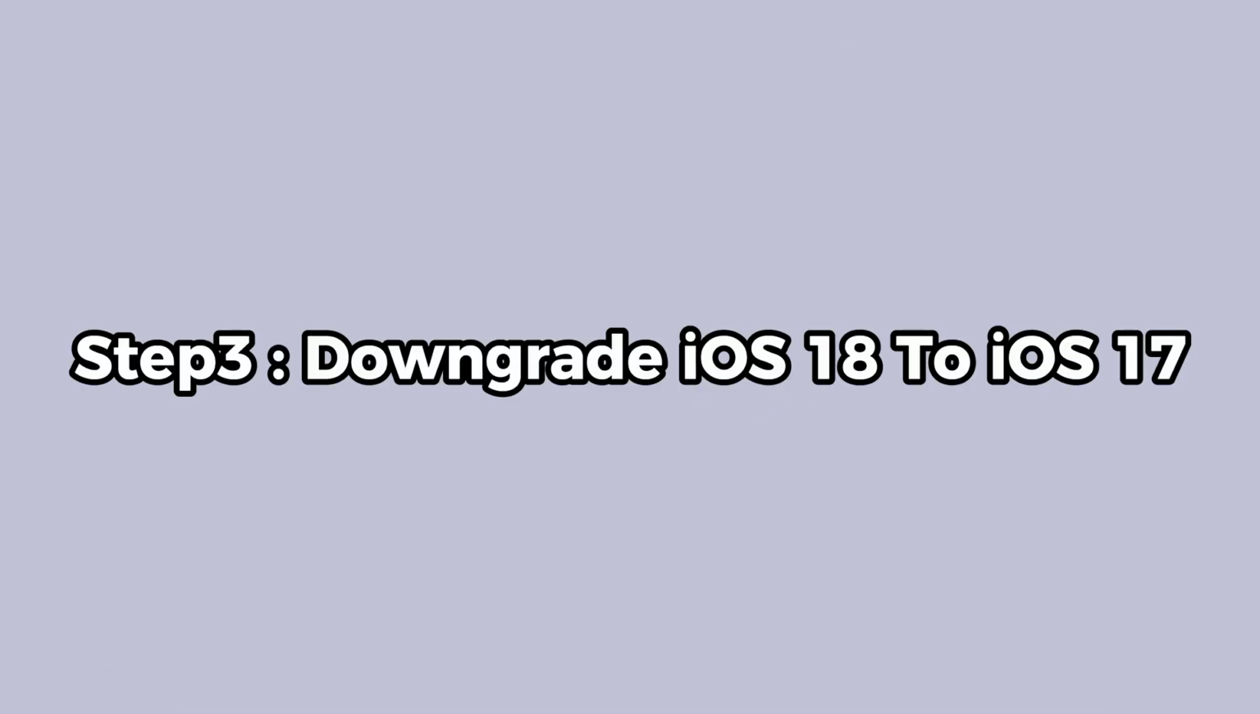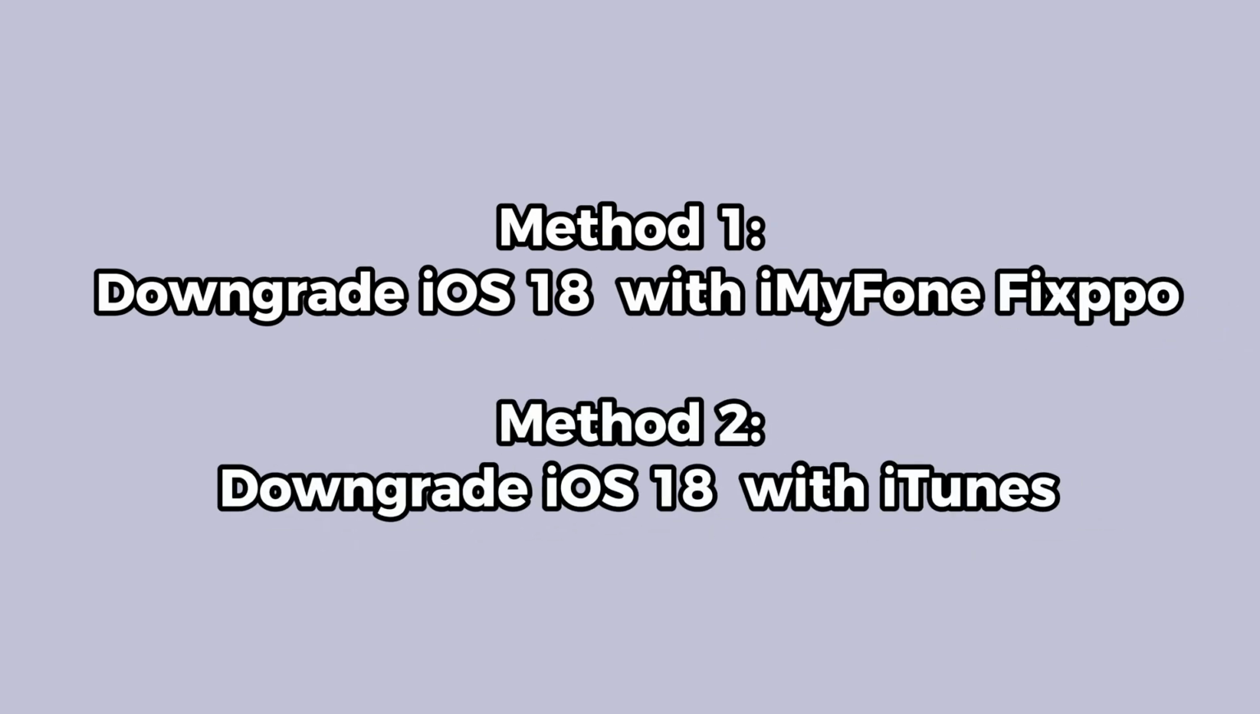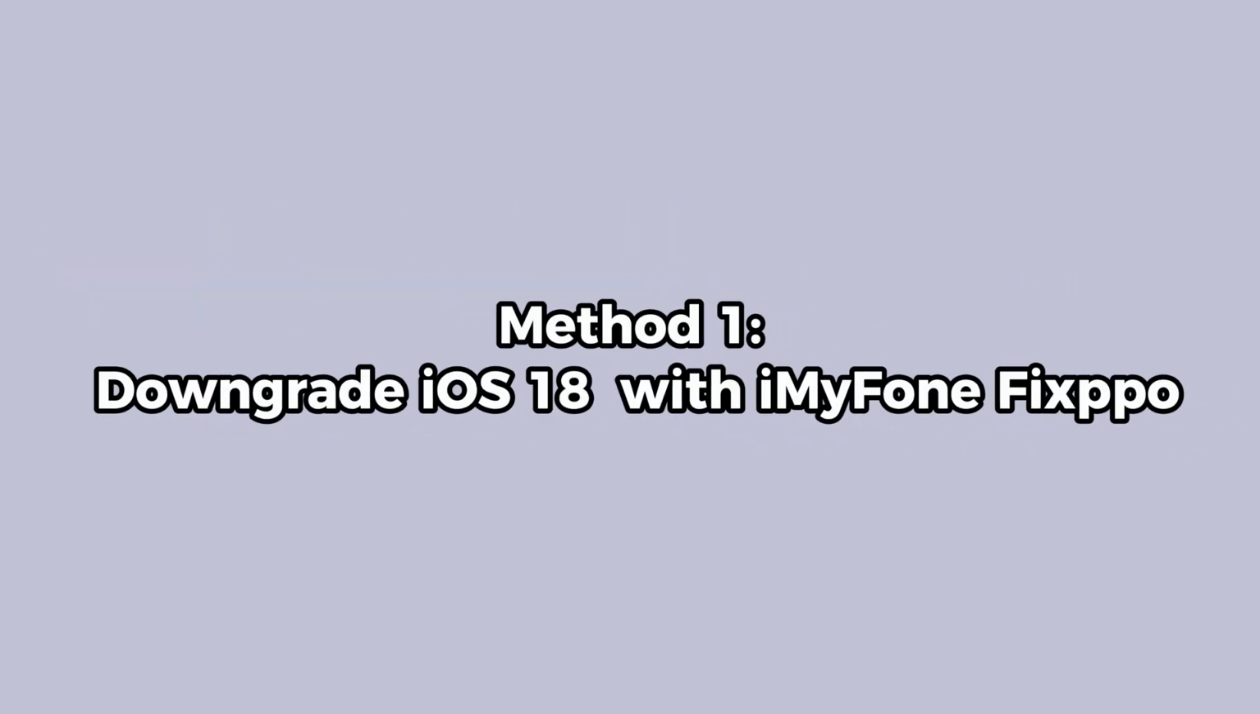Step 3, downgrade iOS 18 with iMyPhone Fixbo or iTunes. If you want to downgrade with iTunes, it may have to go through a lot of errors. If you want to downgrade iOS easily with one click, this iOS downgrade tool iMyPhone Fixbo is the one you can't miss. For your convenience, I will first demonstrate how to downgrade using iMyPhone Fixbo, then show you how to downgrade using iTunes. Method 1, downgrade iOS 18 with iMyPhone Fixbo.